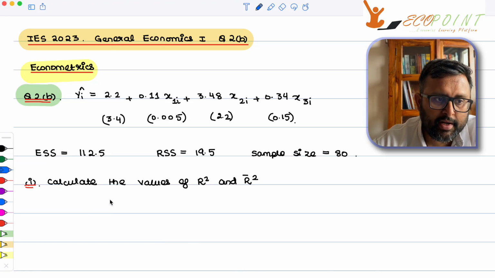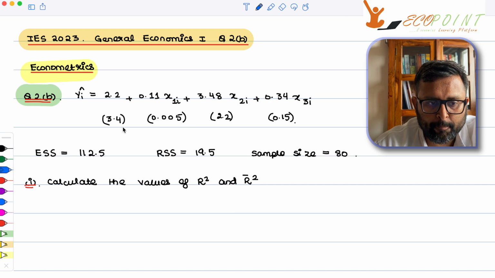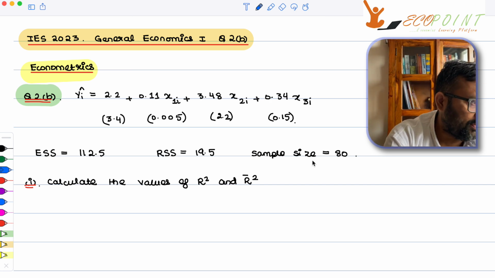This question appeared in IES 2023 paper. Question number 2b. It's an econometrics question. You're given this equation: Yi hat is 2.2 plus 0.11 X1i plus 3.48 X2i plus 0.34 X3i. The figures in the parentheses are the standard errors, and ESS is 112.5. Residual sum of squares is 19.5. Sample size is 80. There are three parts of this question. Let's do them one by one.